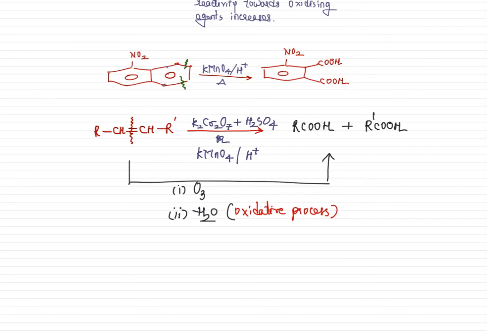So you can use any one of these oxidizing agents, and if you're using ozone for oxidation of alkenes, you need to see to it that the hydrolysis is performed in oxidative conditions and not the reductive conditions. That's it, right? So we've done two methods. In my next video, I would be posting two more methods of producing carboxylic acids.